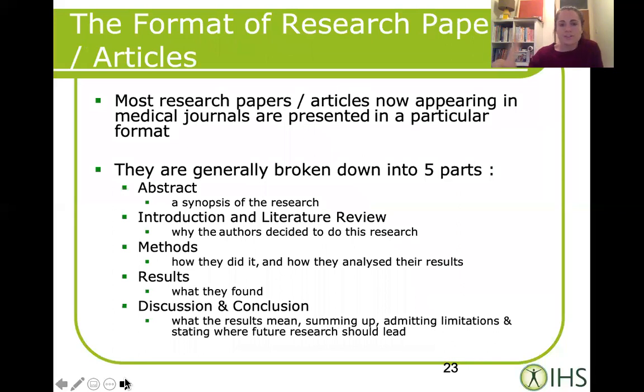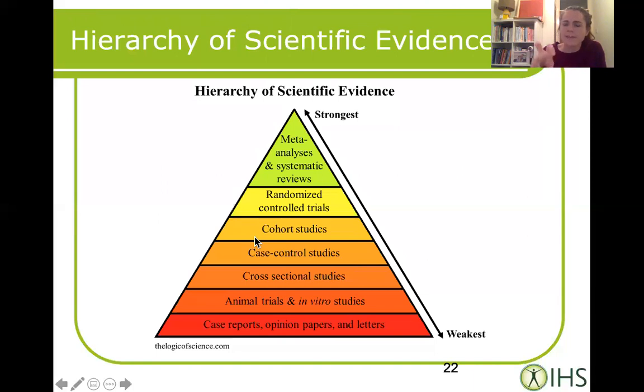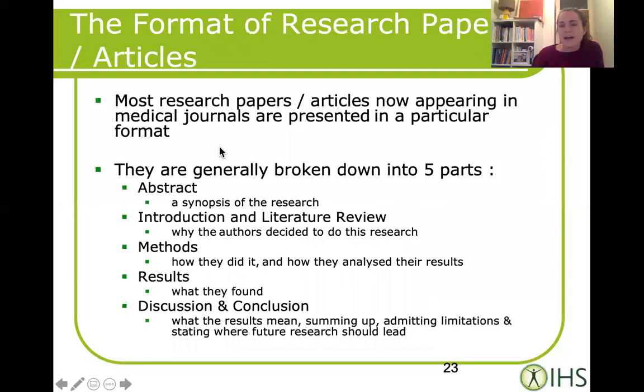The other thing to show you here is that whilst all of these studies are different in terms of how they're conducted, and the study design is different, particularly for these four, they'll tend to have the same format or layout of a research paper. Some of you who've already done third level education or worked in research will be very familiar with this, but some of you may have never seen a research study before. They tend to be broken down into five parts: the abstract, the introduction and literature review, the methods, the results, and discussion and conclusion.